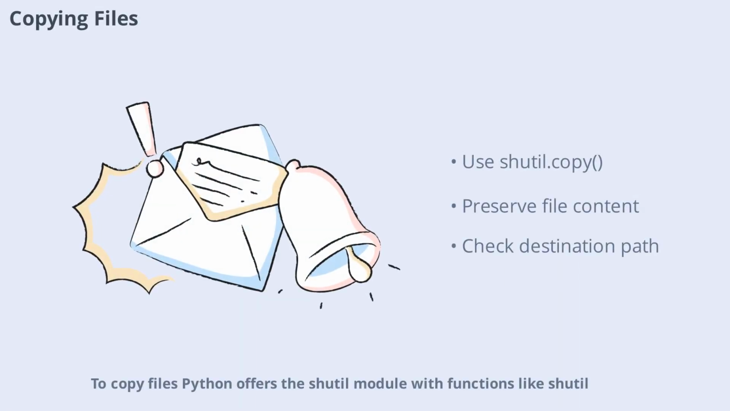To copy files, Python offers the shutil module with functions like shutil.copy and shutil.copy2. These methods duplicate files from one location to another, preserving content and optionally metadata. Copying is handy for backups, migrations, or duplicating templates. Always verify the destination path to prevent overwriting existing files.